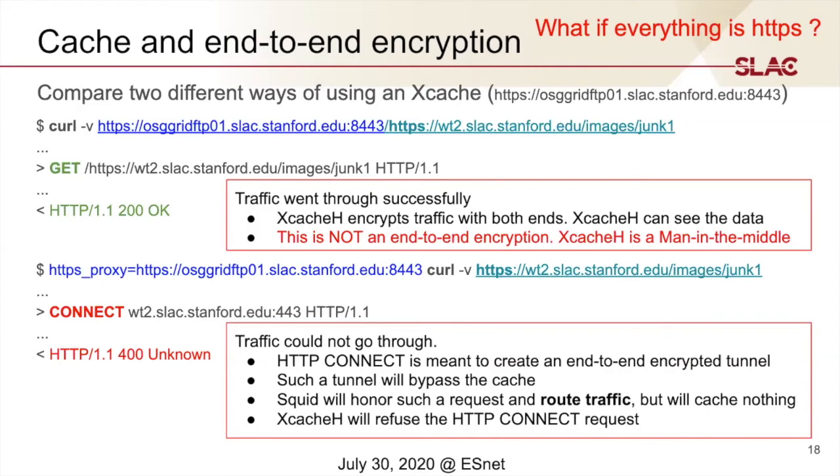Well, in this case, Xcache will just refuse the HTTP CONNECT request because there is no point. We're not doing the traffic routing. Xroot is in the business of doing traffic routing. Xcache is not. So Xcache will simply refuse to do that. There is nothing to cache.